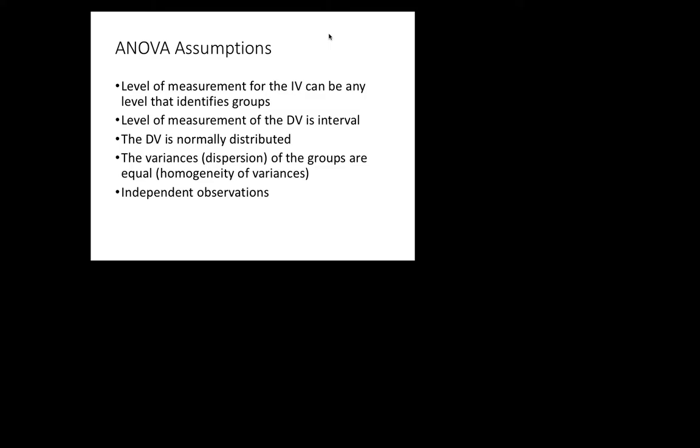The dependent variable is assumed to be normally distributed. So if you have problems with skewness or kurtosis, you would be well advised to take some corrective actions, see if you can transform that to improve normality.